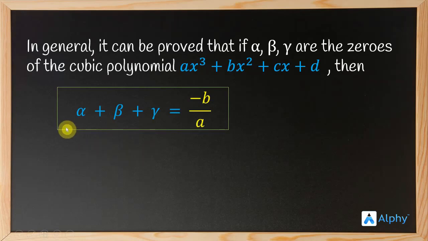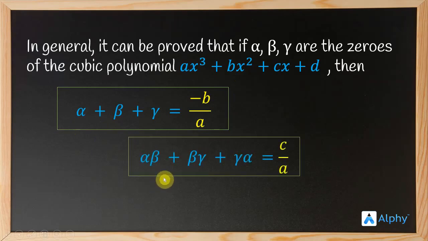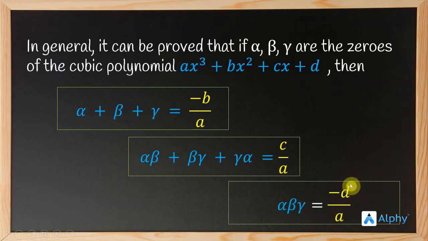So the first relationship is alpha plus beta plus gamma is equal to minus b by a. So b is the coefficient of x squared and a is the coefficient of x cubed. Next up we have alpha beta plus beta gamma plus gamma alpha is equal to c by a. So this is basically the new relationship that we just discovered, and here we have the coefficient of x divided by the coefficient of x cube again. And the last equation is alpha beta gamma is equal to minus d by a. So these are the three equations and these are now generalized for all cubic polynomials.